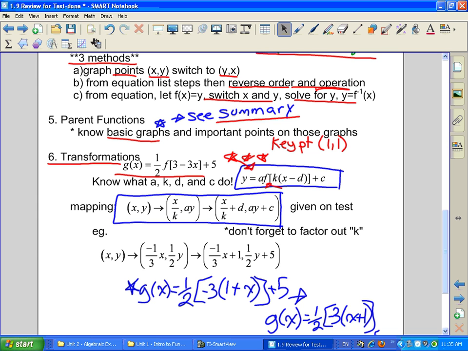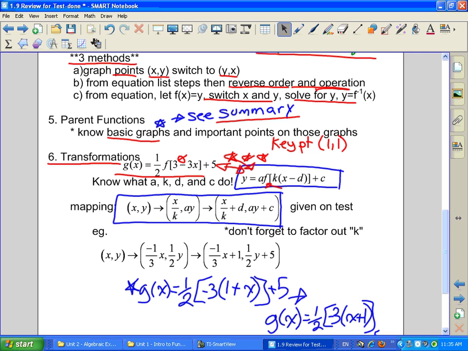Okay, so just make sure that you realize that you can't graph it in either of these forms because we're not telling you which parent function to map it with. Okay, so in this case, we know a equals 1/2. Don't forget to factor out k in this case.